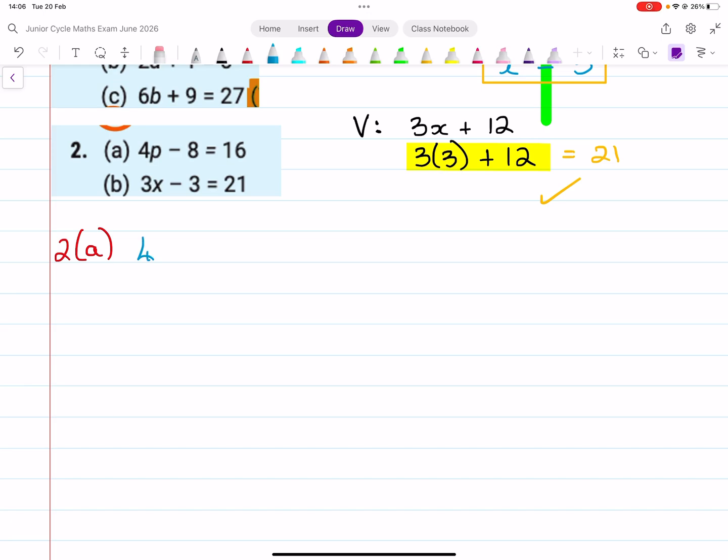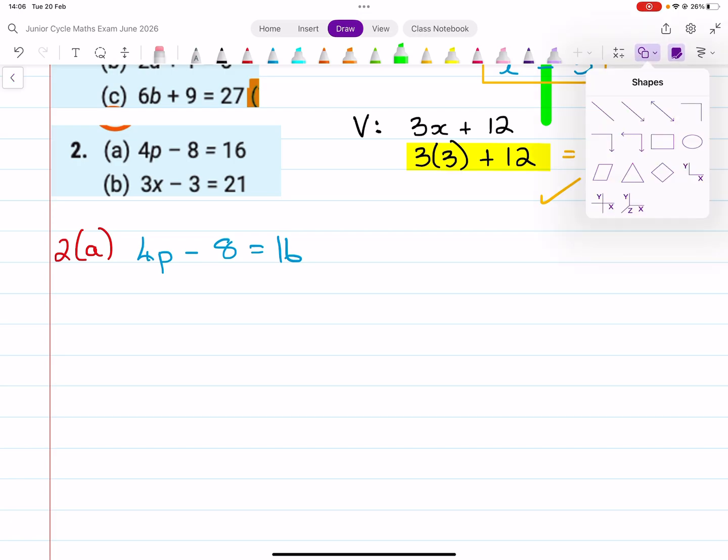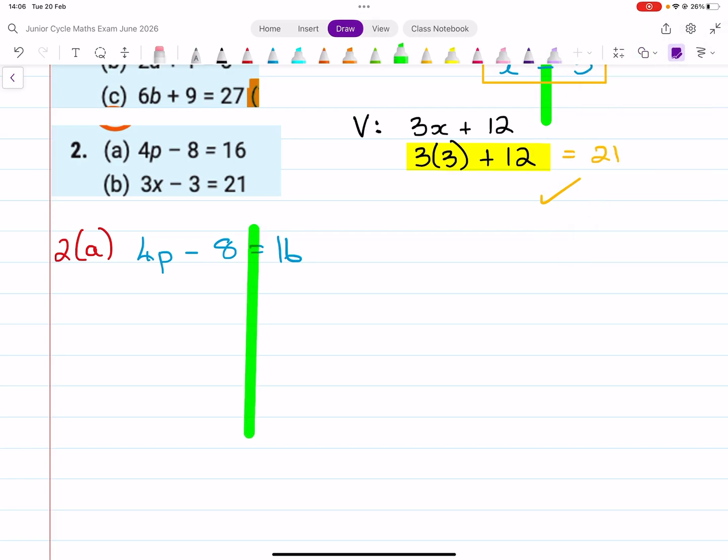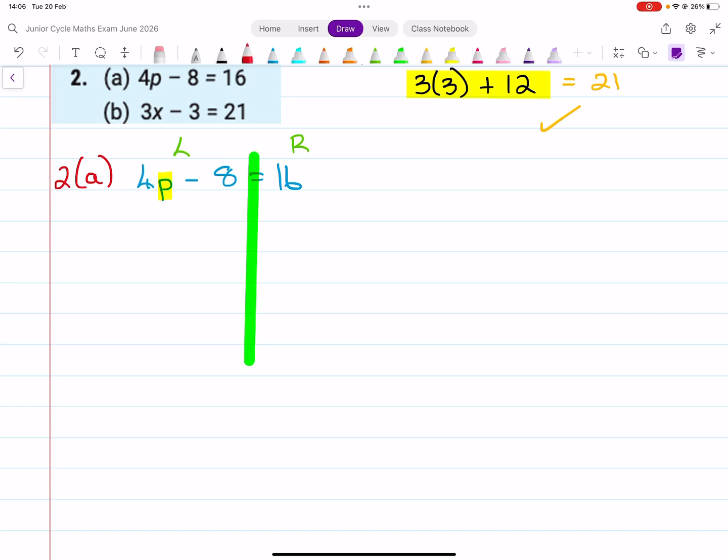So I have 4p minus 8 equals 16. We'll put our line in to identify the left-hand side and the right-hand side. The variable this time is p. I have a minus 8, so the opposite or the inverse is plus 8. That will take out my minus 8, but if I plus 8 on the left, I have to plus 8 on the right. 4p is 16 plus 8 is 24.